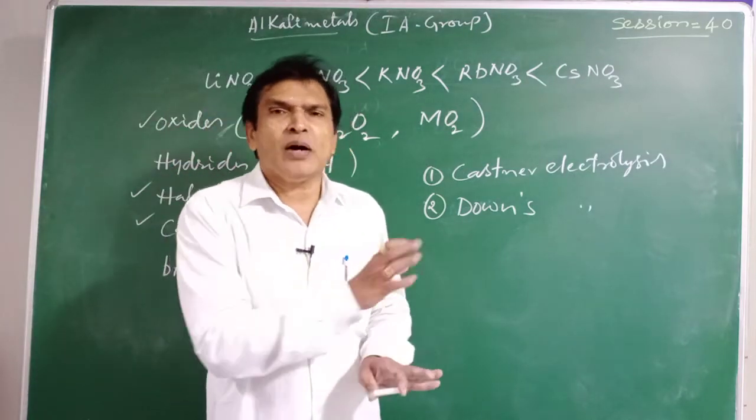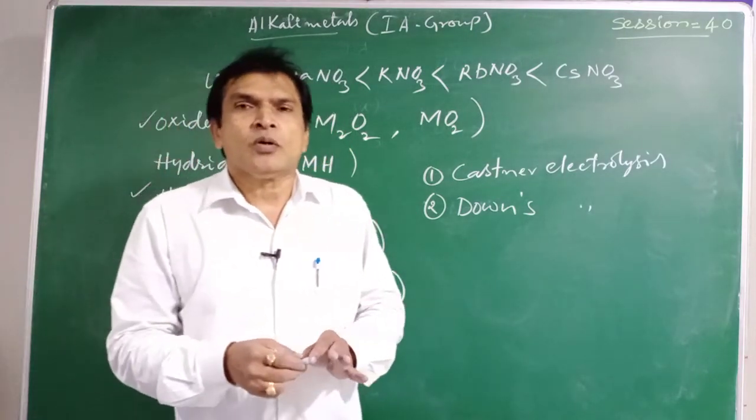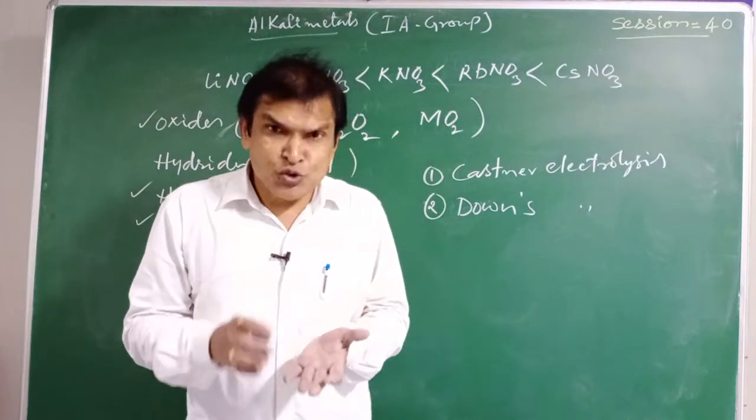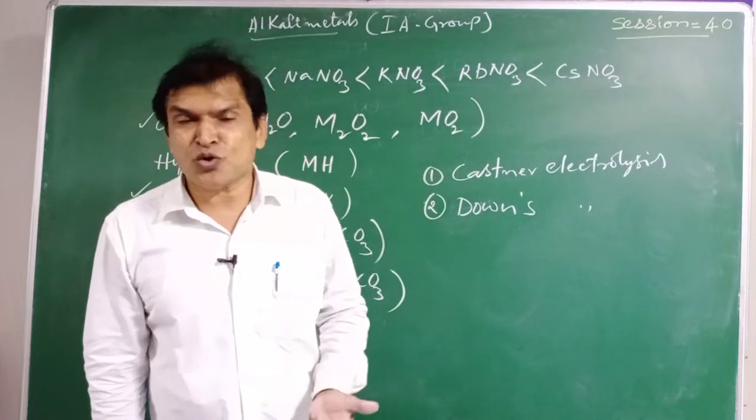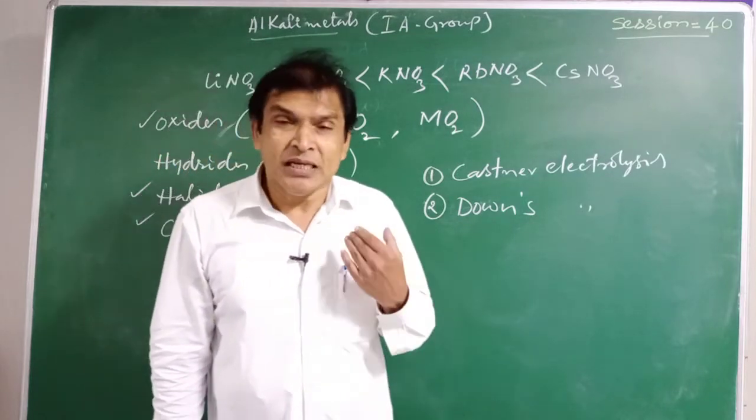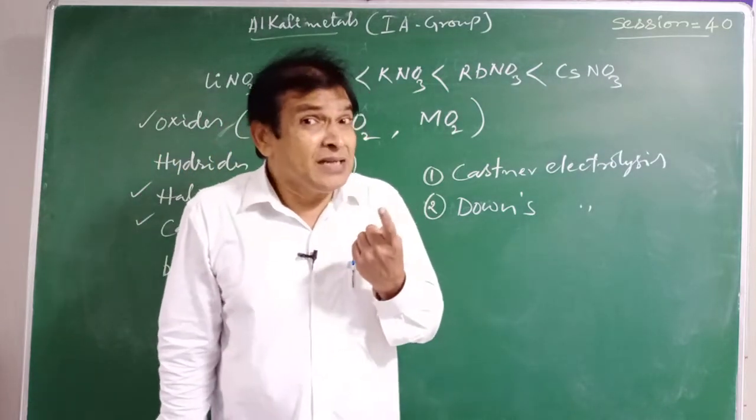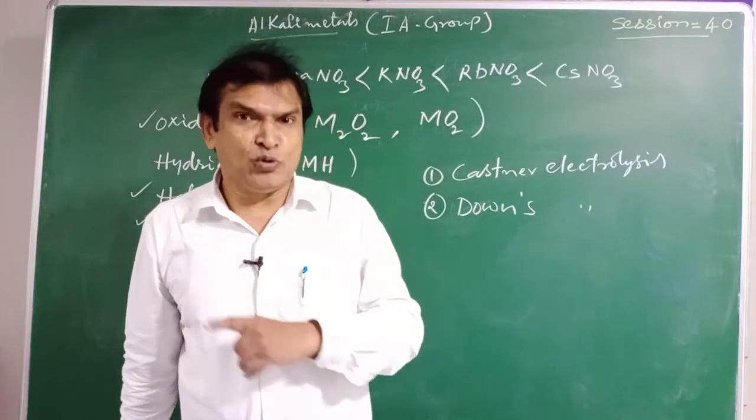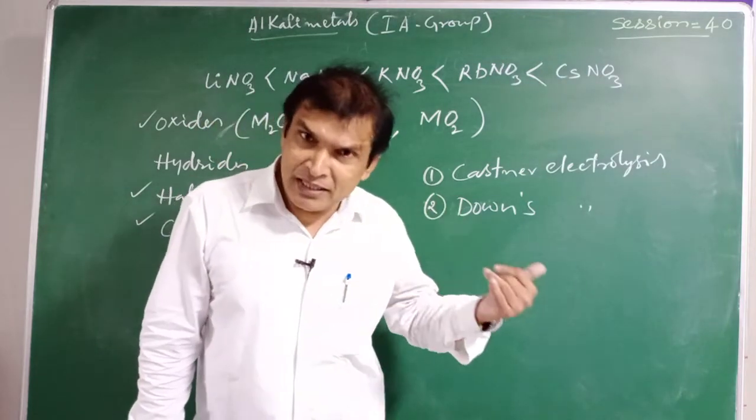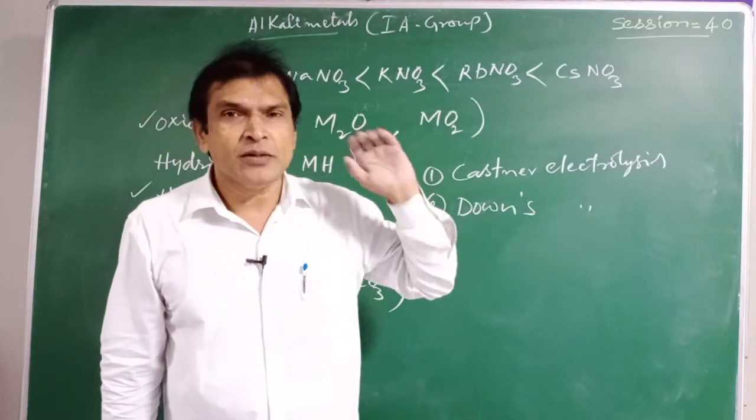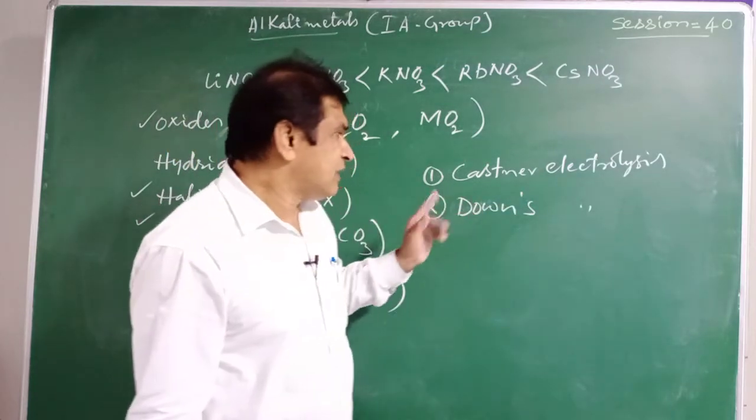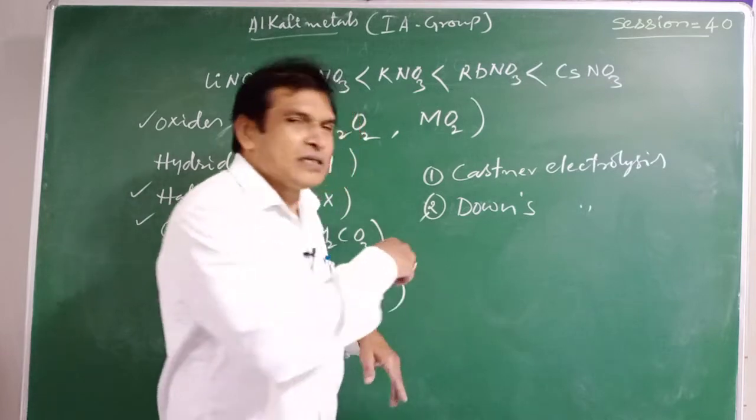It is very simple to answer like this. Fused caustic soda is electrolyzed in the presence of an iron cathode and nickel anodes. Sodium metal is deposited. That is the Castner process. Next, the Downs process.